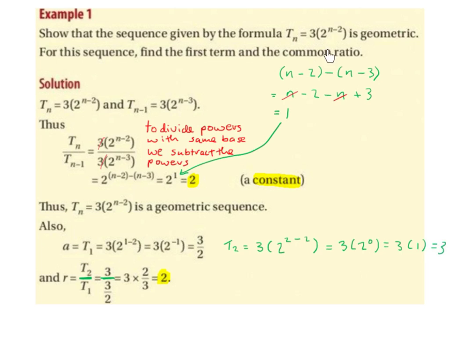So to find the common ratio, it's going to be term 2 divided by term 1. So it's going to be 3 divided by 3 over 2. Which is the same thing as multiplying it by 2 over 3, which is the reciprocal of 3 over 2. And 3 by 2 is 6, and 6 divided by 3 is 2. So the ratio is going to be 2, and the first term, A, is going to be 3 over 2.